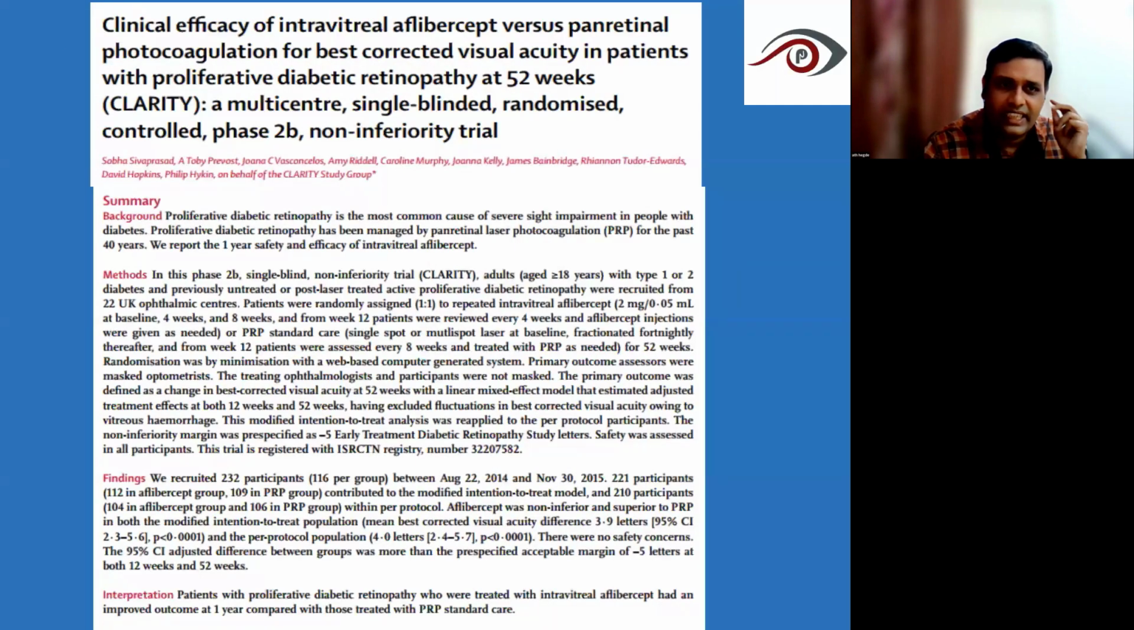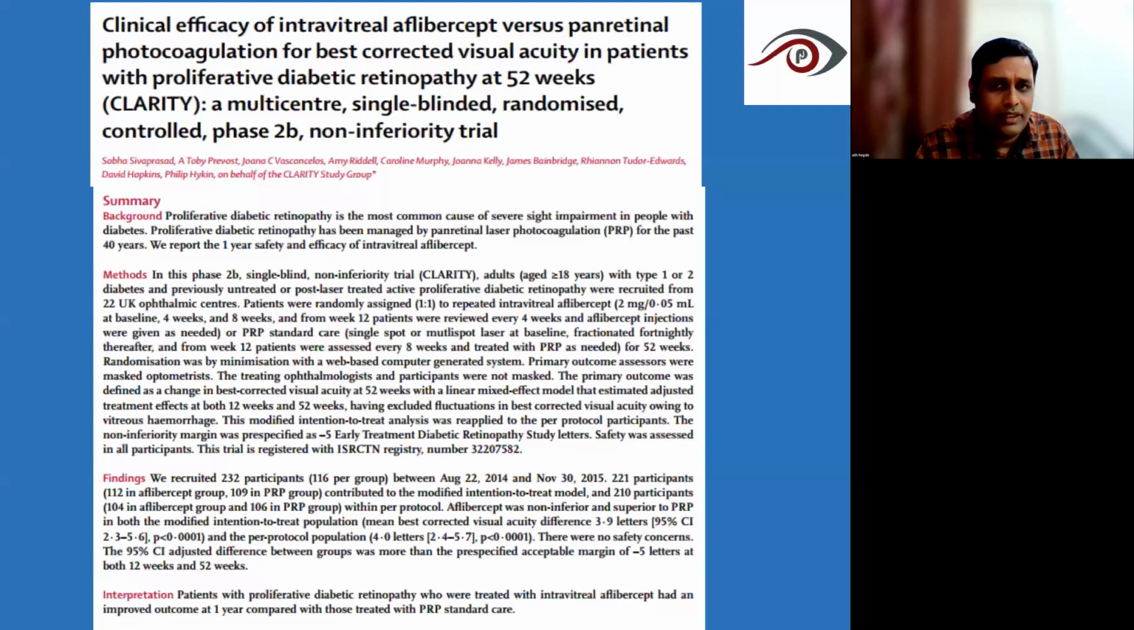So next is the Clarity study where they showed the role of PRP in the case of proliferative diabetic retinopathy. This is also a prospective study where they recruited 232 participants and they saw which is better, whether the injection is better or the laser is better. And what they have seen, the patients with proliferative diabetic retinopathy who were treated with intravitreal aflibercept had an improved outcome at 1 year compared to those treated with standard PRP care.